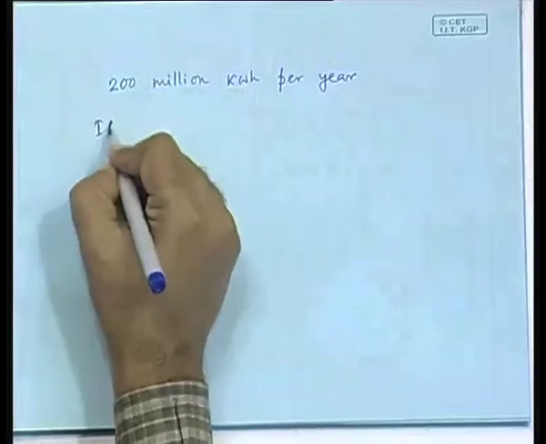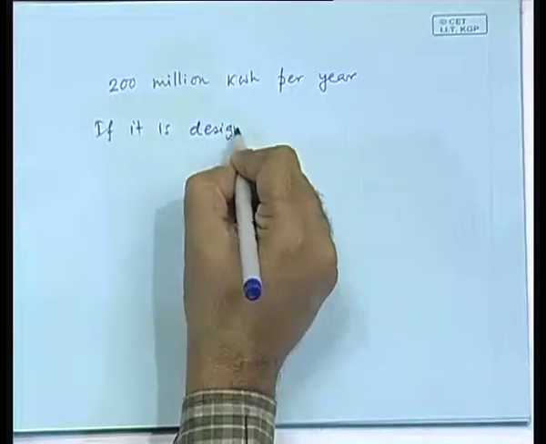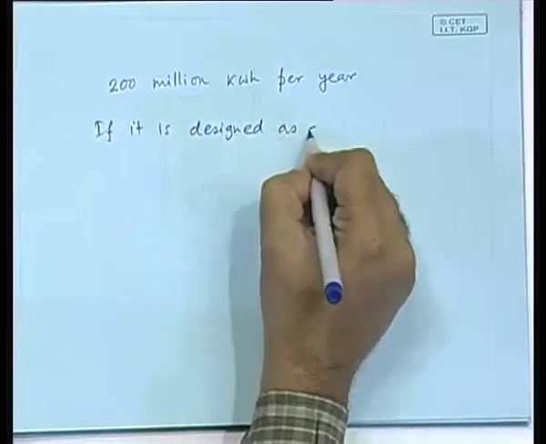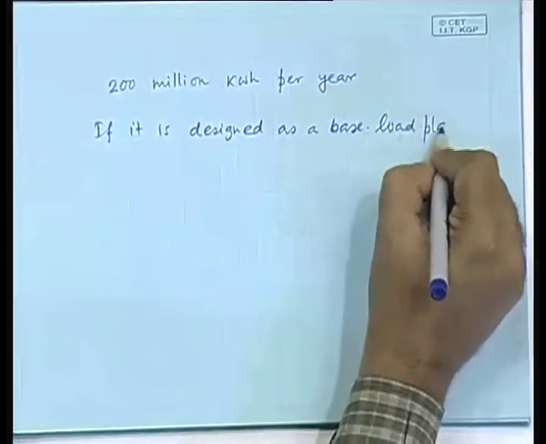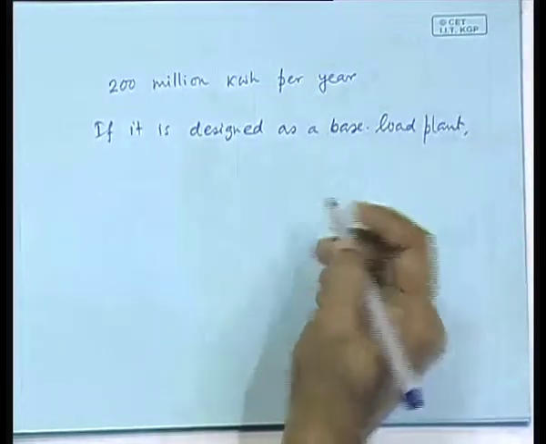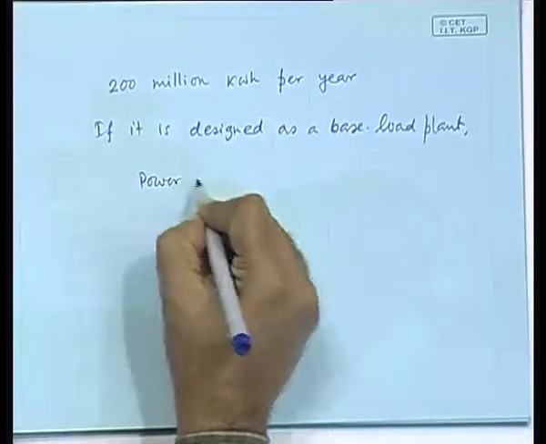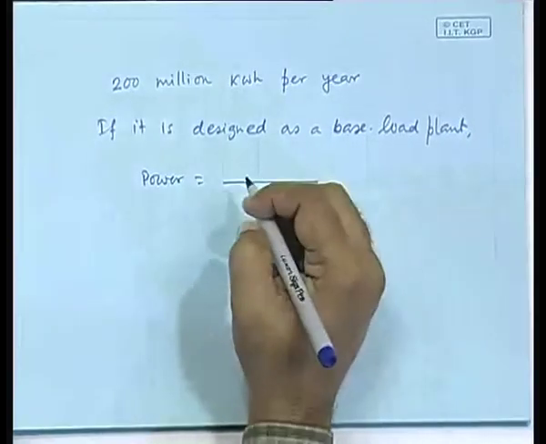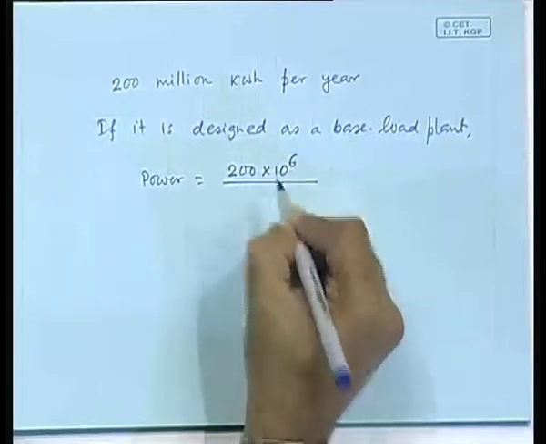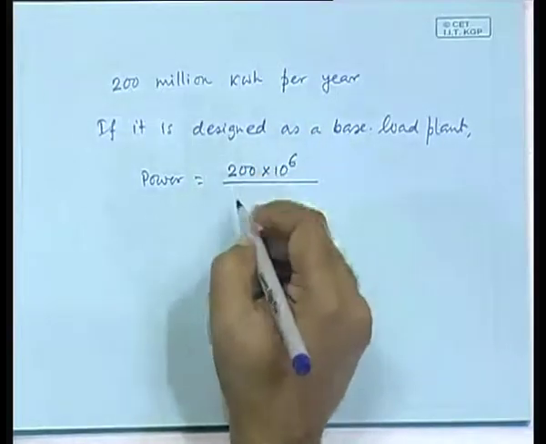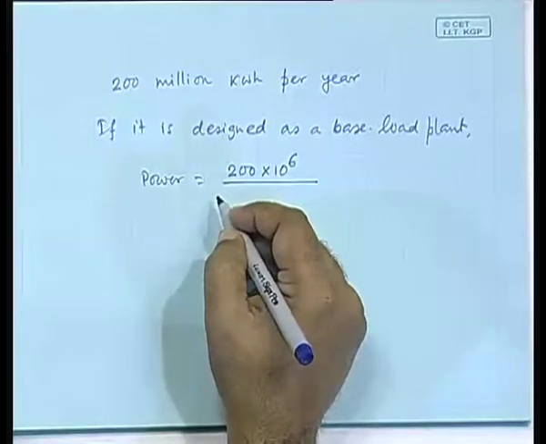So, if it is a base load plant, then the power will be 200 million into 10 to the power 6 divided by the number of hours per year, which is, do you know how much it is?